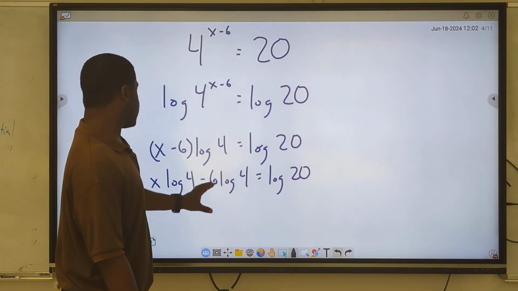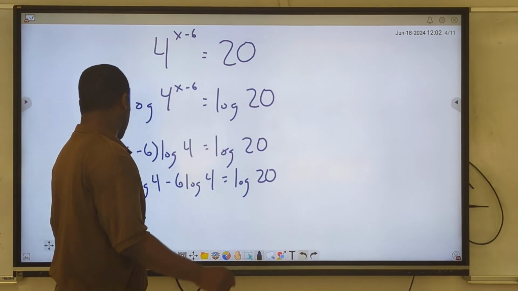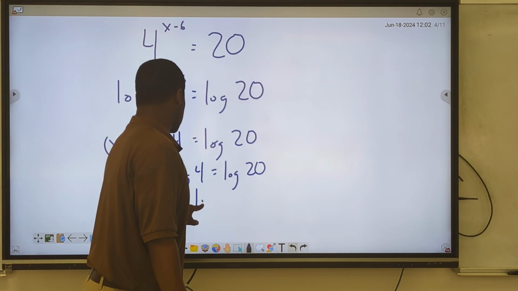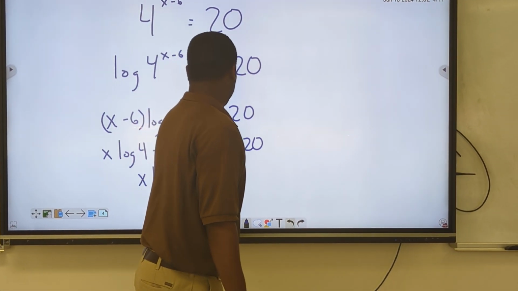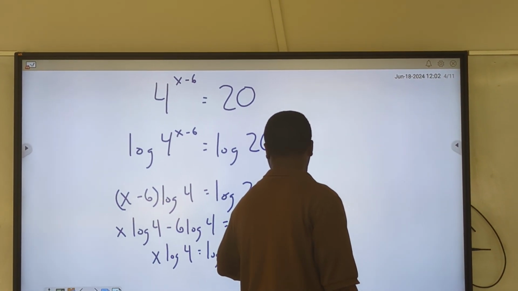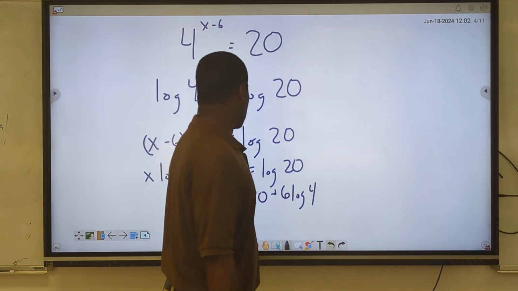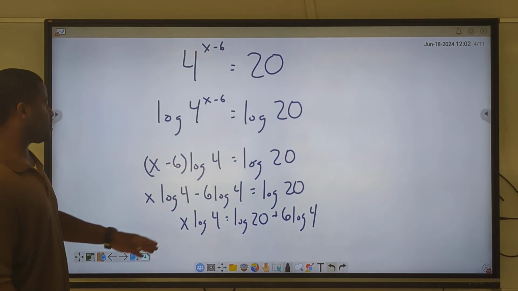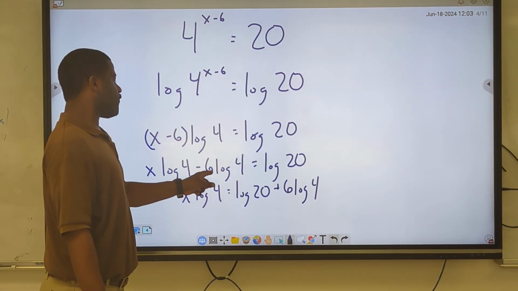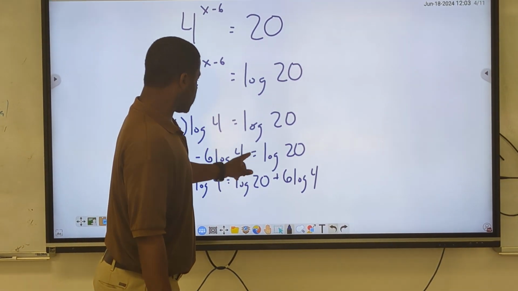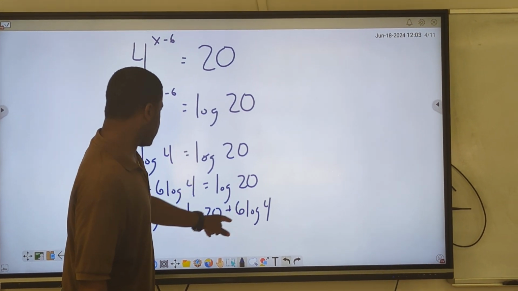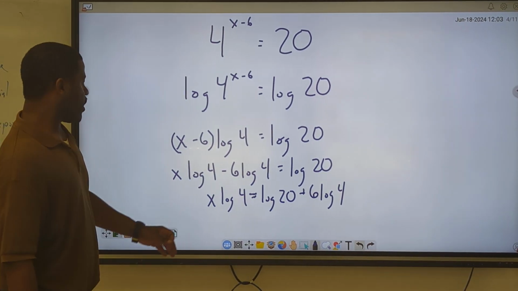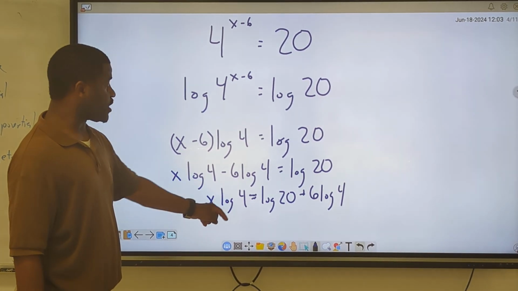So our next step is negative 6 log 4. We need to move it to the other side of the equation. So that's going to be log 20 plus 6 log 4. All right, so we're just going step by step. Once again, this negative 6 log 4, once we moved it to the other side of the equation, became positive 6 log 4. And our goal here, once again, is to get this x by itself.